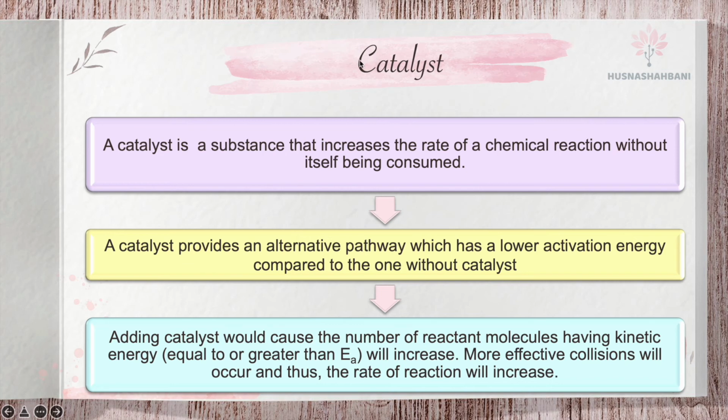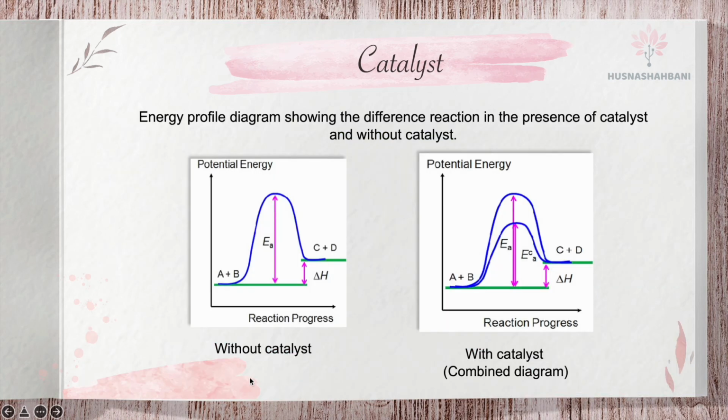The final factor that affects the rate of reaction is catalyst. A catalyst is a substance that increases the rate of a chemical reaction without itself being consumed. A catalyst provides an alternative pathway which has a lower activation energy compared to the one without catalyst. Adding a catalyst would cause the number of reactant molecules having kinetic energy equal to or greater than activation energy to increase. More effective collisions will occur, thus the rate of reaction will increase.